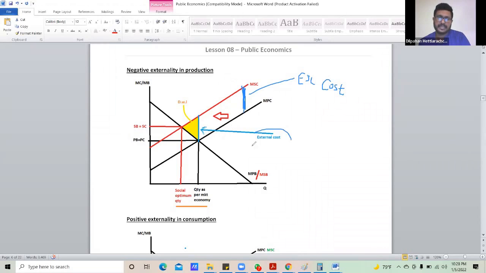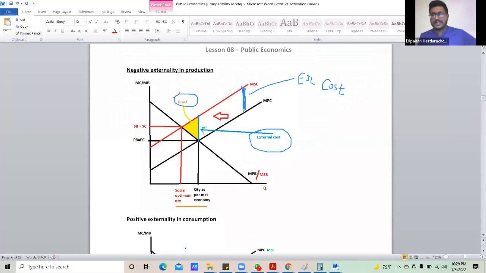The external cost is what we have marked here. And the triangle, you can see a triangle created with the external cost, and that triangle is called the net welfare loss.